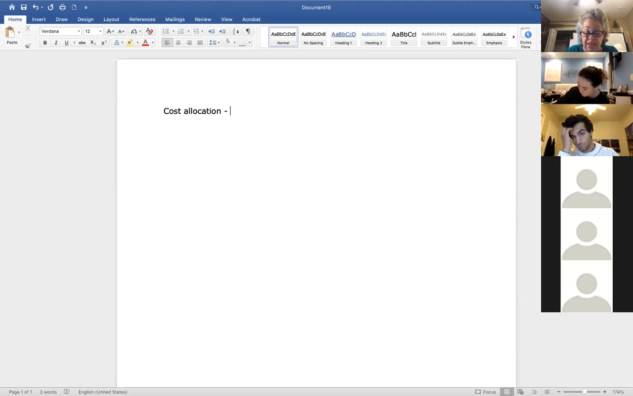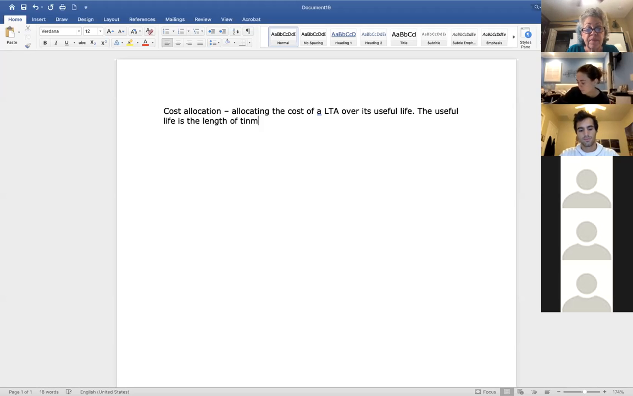Okay, so cost allocation is exactly what it says. It is allocating the cost of a long-term asset over its useful life. And the useful life is the length of time that the long-term asset will produce revenue.